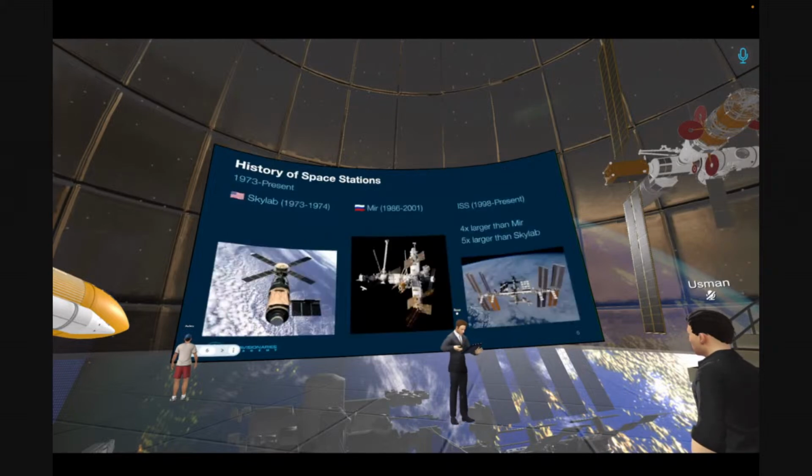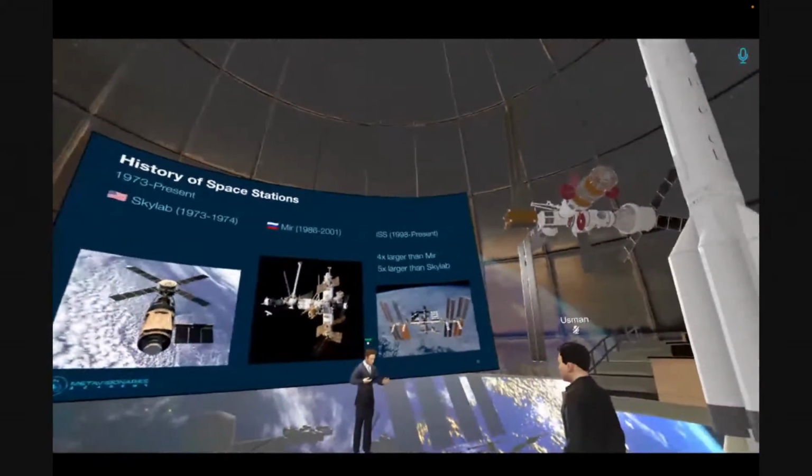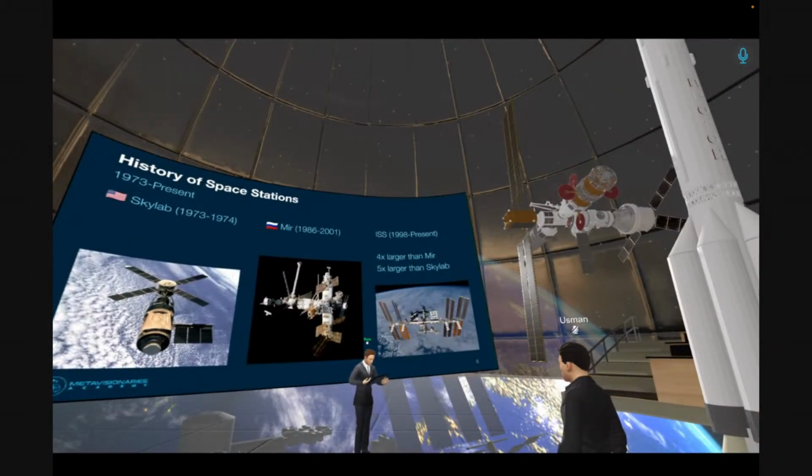Let's get into it. So the history of space stations. This International Space Station was not the first space station. It's the biggest space station, but it's not the first. The first space station was called Skylab, and that was made by the US, and it was in operation orbiting the Earth from 1973 to 1974. So a pretty short time.